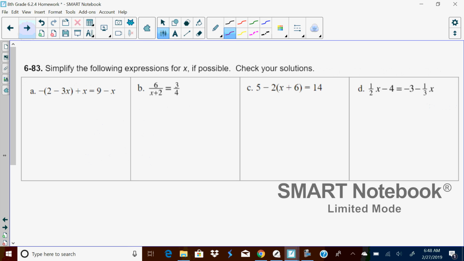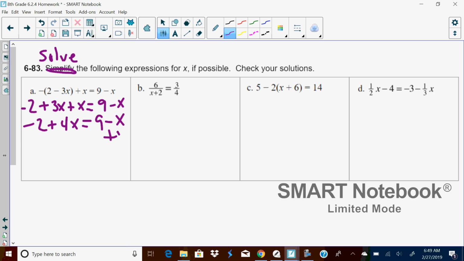83, simplify the following expressions for x, if possible. Check your solution. So we wanted to solve. I don't know why it said simplify. It's a typo. It should say the word solve. So this one I'm going to multiply by a negative. So I get -2 plus 3x plus x equals 9 minus x. So I get -2 plus 4x.